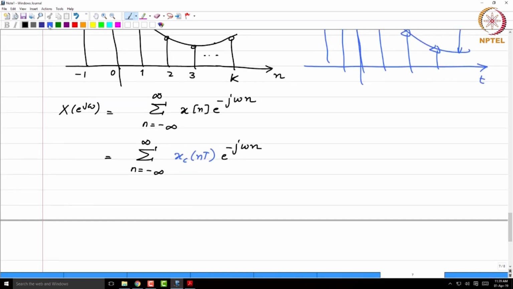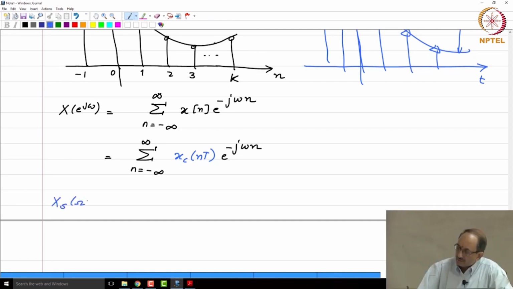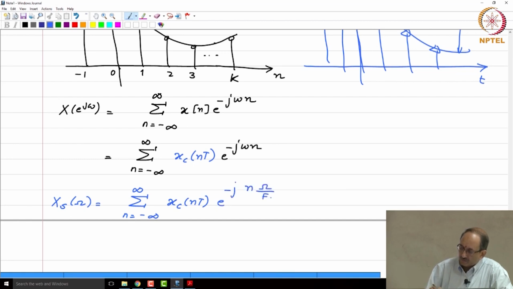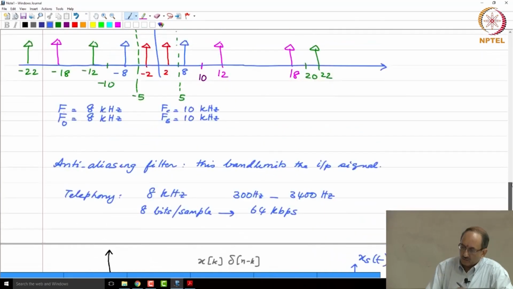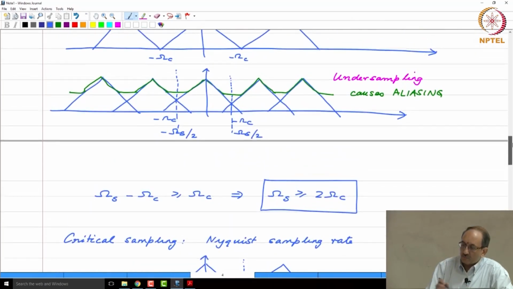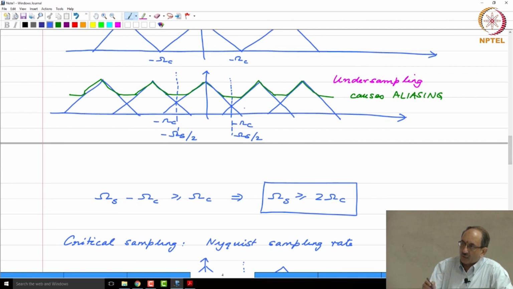The other thing that we have just now derived is this Xs of omega, and we showed that this was nothing but the sum for n going from minus infinity to plus infinity, xc of nT e to the minus j n omega by fs. This was what we derived first, right. And what we had derived using this approach was to show the periodic repetition, the amplitude scaling by 1 over T, and then effects of aliasing. We will come back to this. This periodic repetition picture is very important.